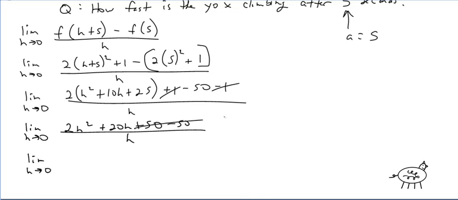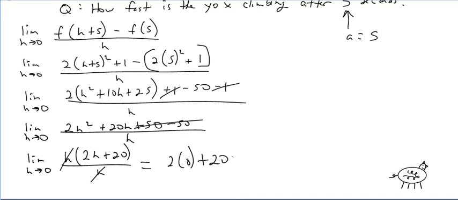The 50s cancel, and we have 2h squared plus 20h over h, so I can factor out an h. I could factor out a 2 also, but I don't really need to. So factor out an h, I get 2h plus 20 over h. The h's cancel, and now I can do direct substitution. So I put a 0 in there, I get 2 times 0 plus 20. So the answer to this problem is 20. And that's my velocity, so it's 20 feet per second.